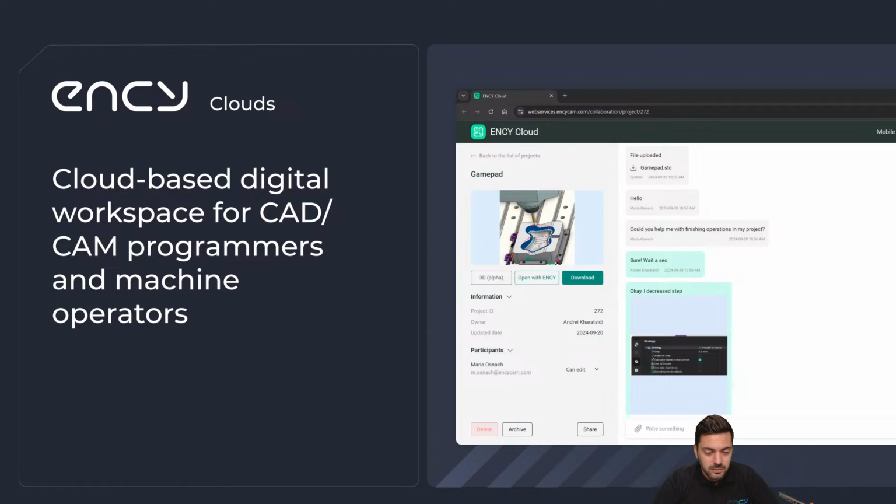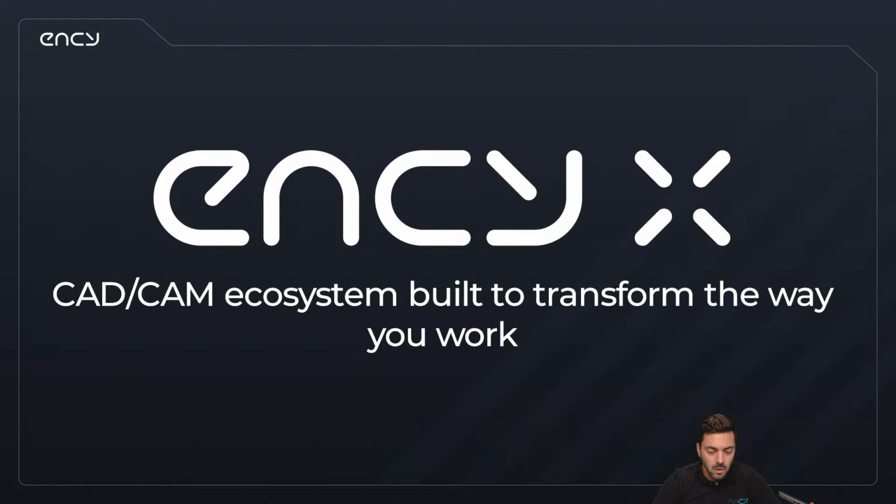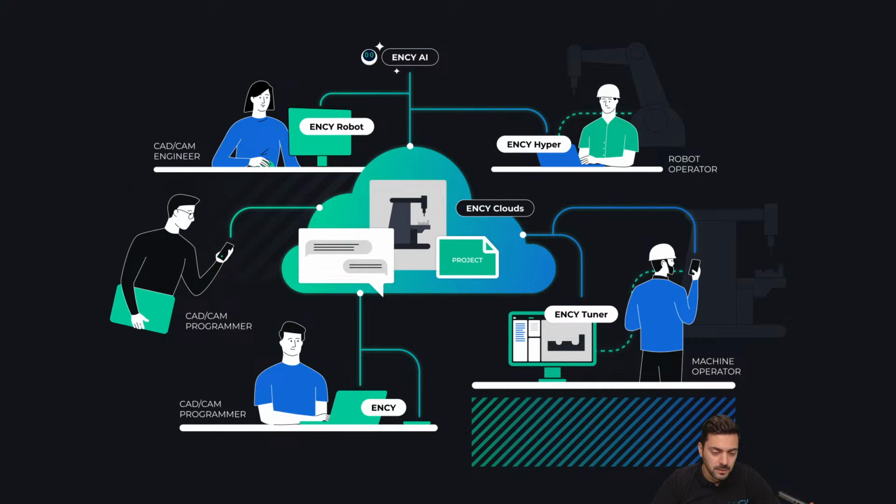So ENCY Clouds is a cloud-based digital workspace for CAD/CAM programmers and machine operators. All in all, we call this ecosystem ENCY X, X for experience, and we say that this is a CAD/CAM ecosystem built to transform the way you work. So now you have the idea of ENCY products. This is how the schema may look like. It may seem very complicated, but actually it's very simple.